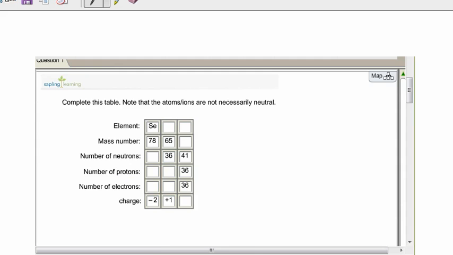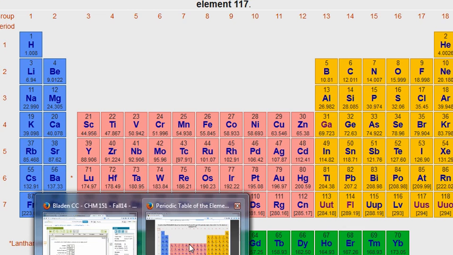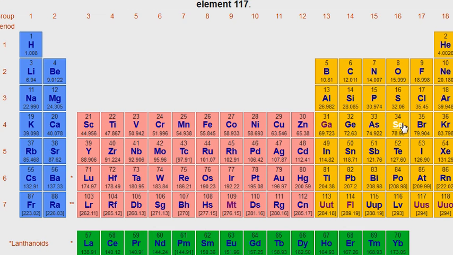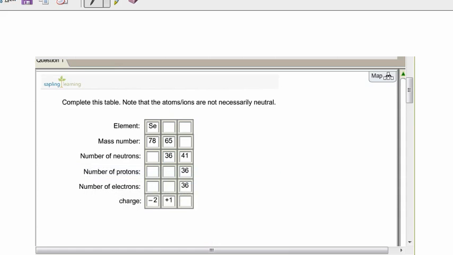So the first thing I want to do is find out how many protons this element has. And I look at the periodic table, and here's selenium right here, and there's the atomic number above selenium. So the atomic number is the number of protons. So selenium has 34 protons. So once I know how many protons there are, then I'm able to calculate the number of electrons and the number of neutrons.